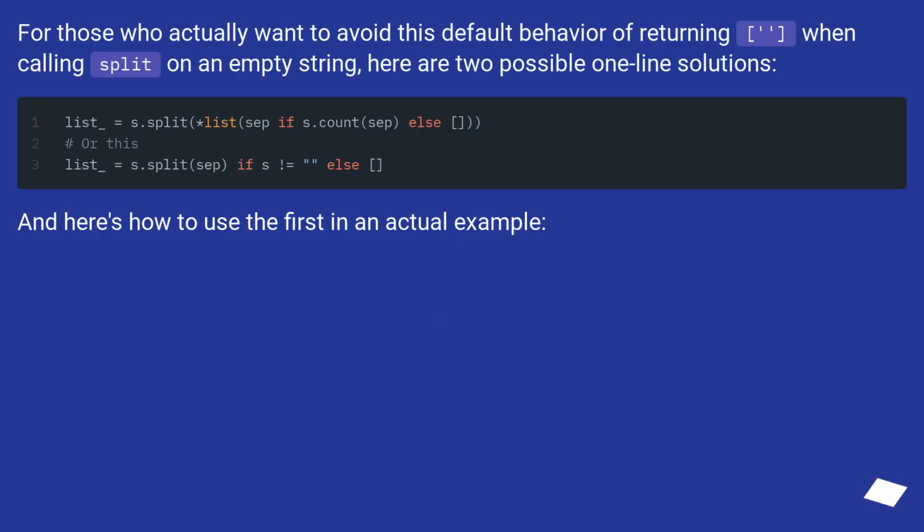For those who actually want to avoid this default behavior of returning an empty list when calling split on an empty string, here are two possible one-line solutions. And here's how to use the first in an actual example.